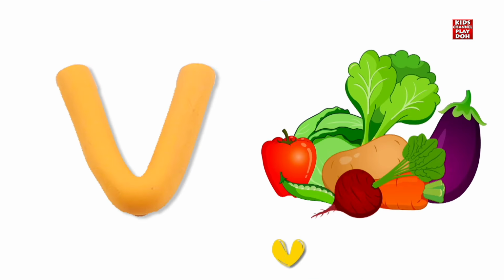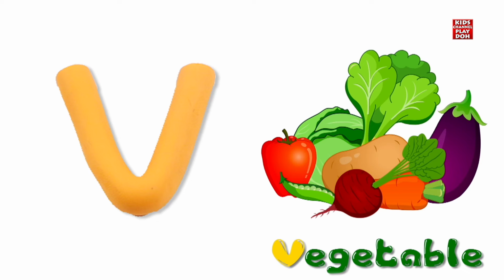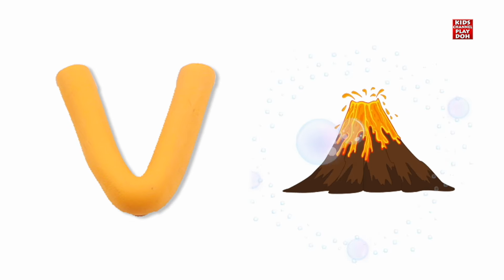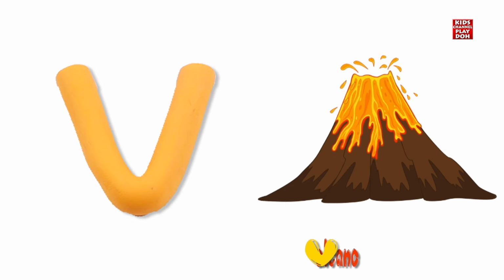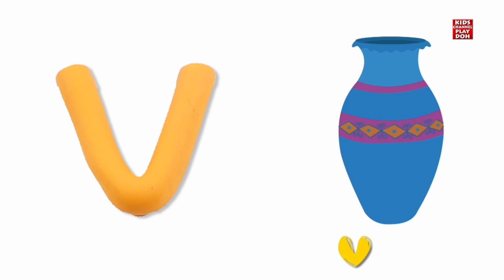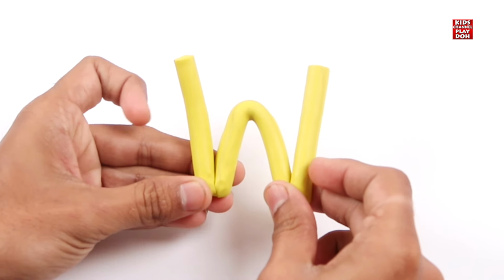V is for vegetables, vegetables. V is for vest, vest. V is for volcano, volcano. V is for vase, vase. Here comes the letter W.